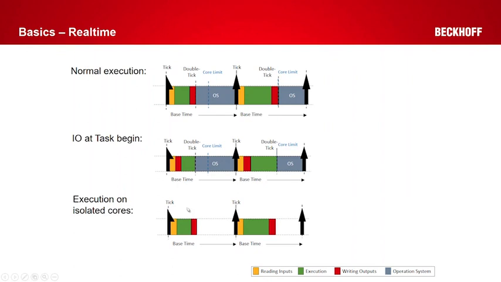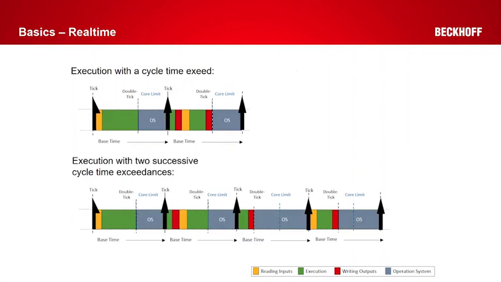But what happens in case of a cycle time exceeding? This is shown on this slide. In the upper part here, you can see only one cycle time exceeding. Here we have the input update and the calculation of your cyclic program, right? And if the core limit is reached, then we switch back to the Windows operating system, even if the calculation is not done completely. And then we try to execute the rest of the cyclic calculation of the first cycle in the second one, and also the output update.